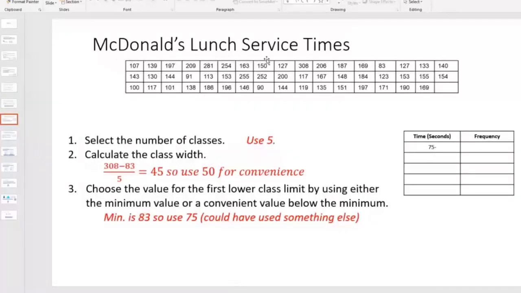The actual data from the McDonald's lunch service times is in this table. Now, the first step was to select the number of classes. Rather than reading what they did, let's first consider how many data values there are. There are 3 rows of this, and 1, 2, 3, 4, 5, 6, 7, 8, 9, 10, 11, 12, 13, 14, 15, 16. Well, 17 times 3 would have been 51, so we have about 50 data values.